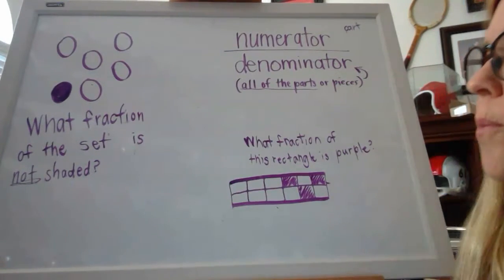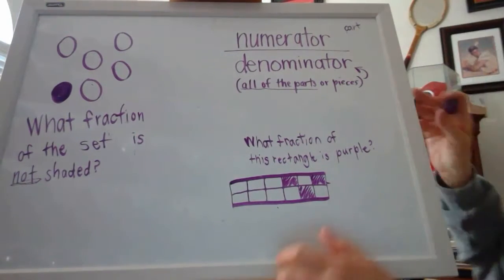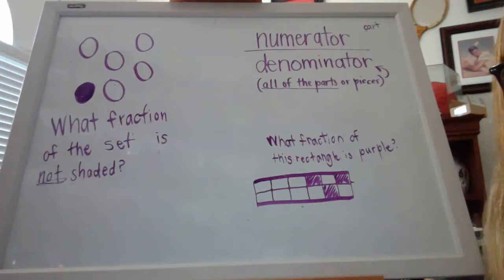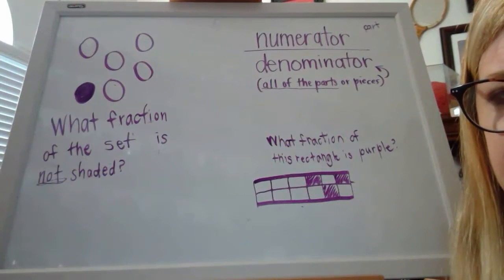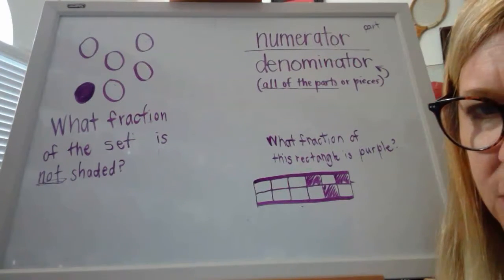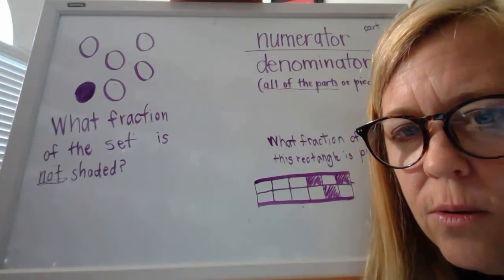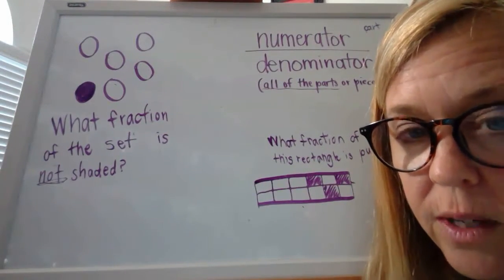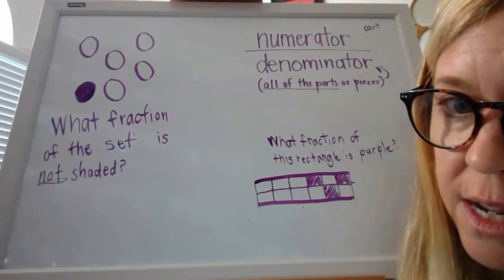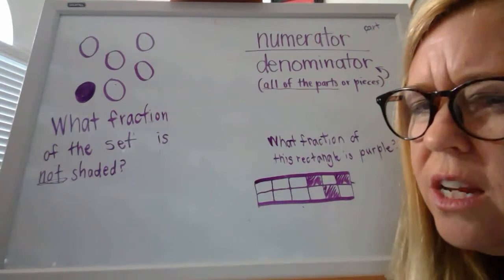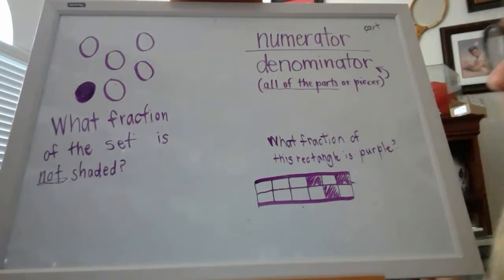Okay, so over here I've drawn some circles for you, and it says what fraction of the set is not shaded. So this week when you do your assignments, some will ask you what fraction is green, what fraction is red, what fraction is not shaded, what fraction is shaded. Shaded just means colored in, by the way.